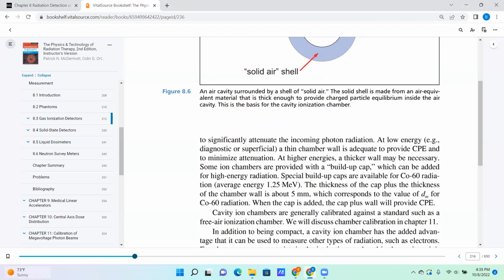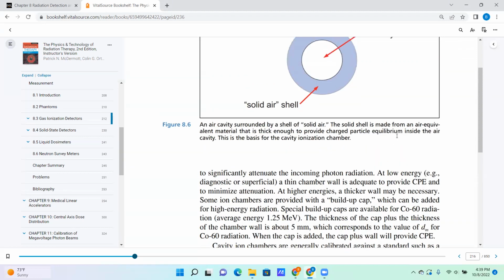At low energy, a thin chamber wall is adequate to provide CPE and to minimize attenuation. At higher energies, a thicker wall may be necessary. Some ion chambers are provided with a buildup cap, which can be added for high energy radiation. Special buildup caps are available for cobalt-60 radiation. The thickness of the cap plus the thickness of the chamber wall is about 5 millimeters, which corresponds to the value of D max for cobalt-60 radiation. When the cap is added, the cap plus the wall will provide CPE.